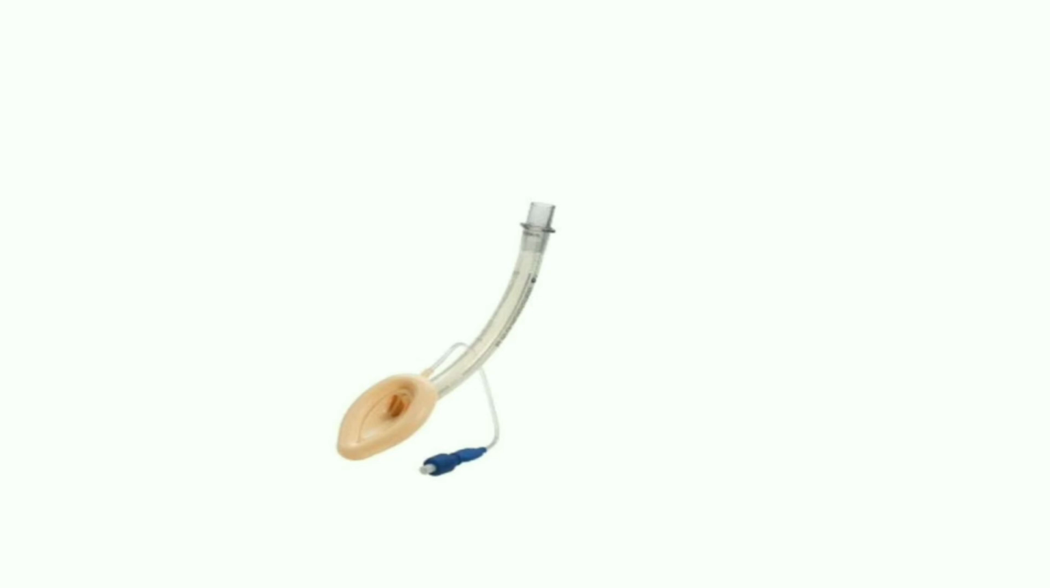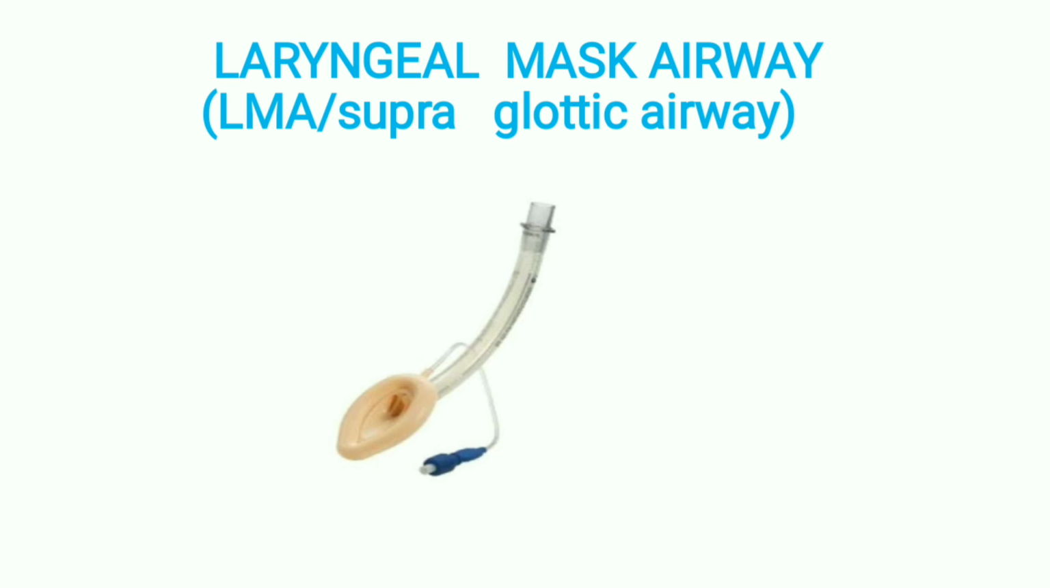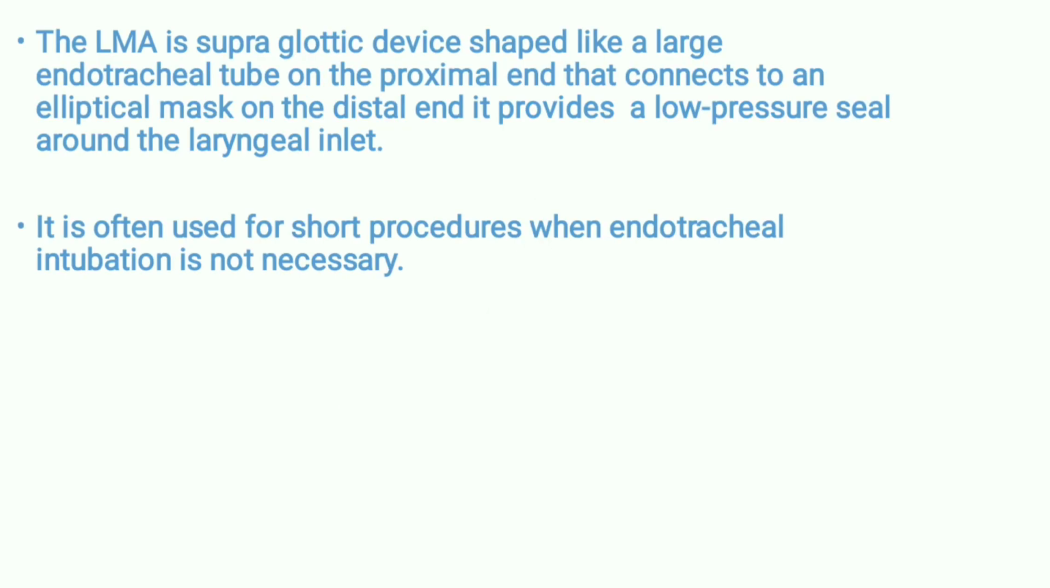The image shows laryngeal mask airway, LMA, or supraglottic airway. LMA is a supraglottic device shaped like a large endotracheal tube on the proximal end that connects to an elliptical mask on the distal end. It provides a low pressure seal around the laryngeal inlet.